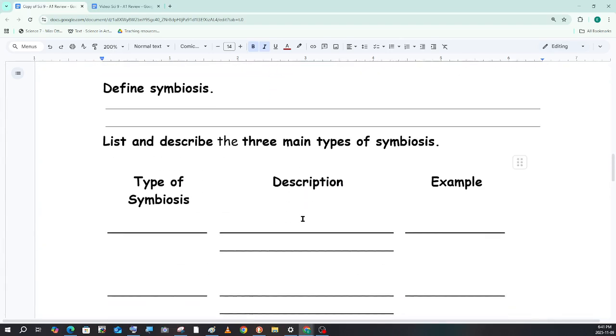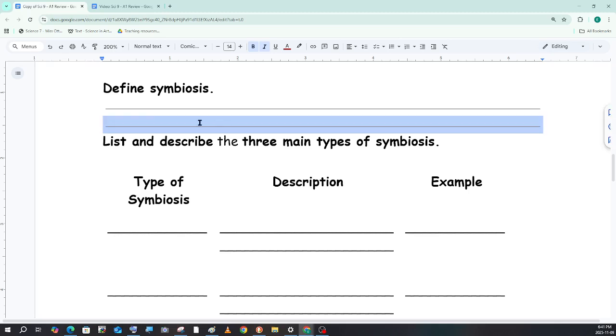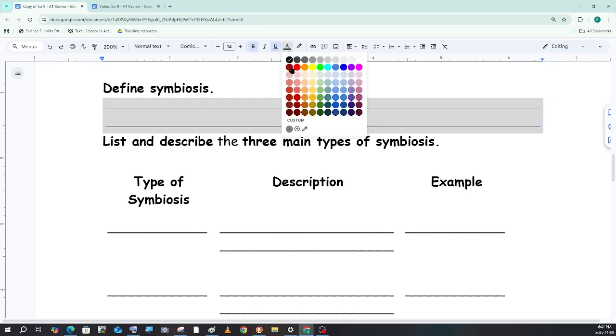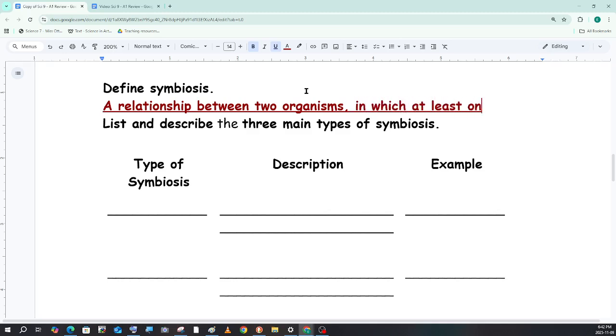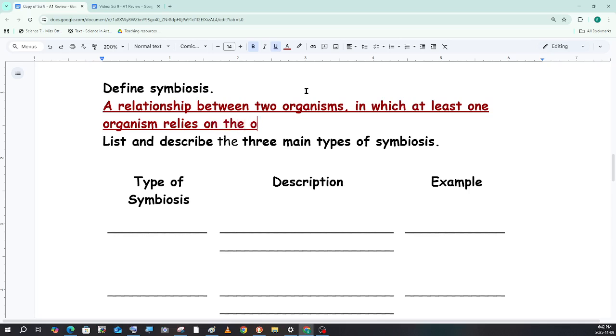This brings us to the second page of the worksheet where we were asked to define symbiosis. Symbiosis in simplest terms is basically just a relationship between two organisms in which at least one organism relies on the other.